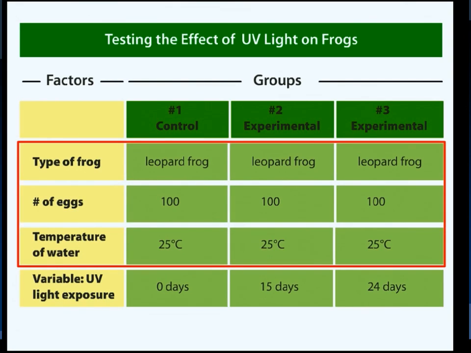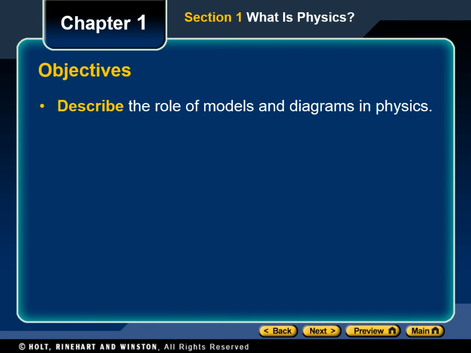All of the other factors in the experiment will be the same for the control group and the experimental groups. This will allow scientists to be more certain that differences in the variable, which is the amount of ultraviolet light exposure, caused any differences observed in the outcome of the experiment. At this point, you should be able to describe the role of models and diagrams in physics.